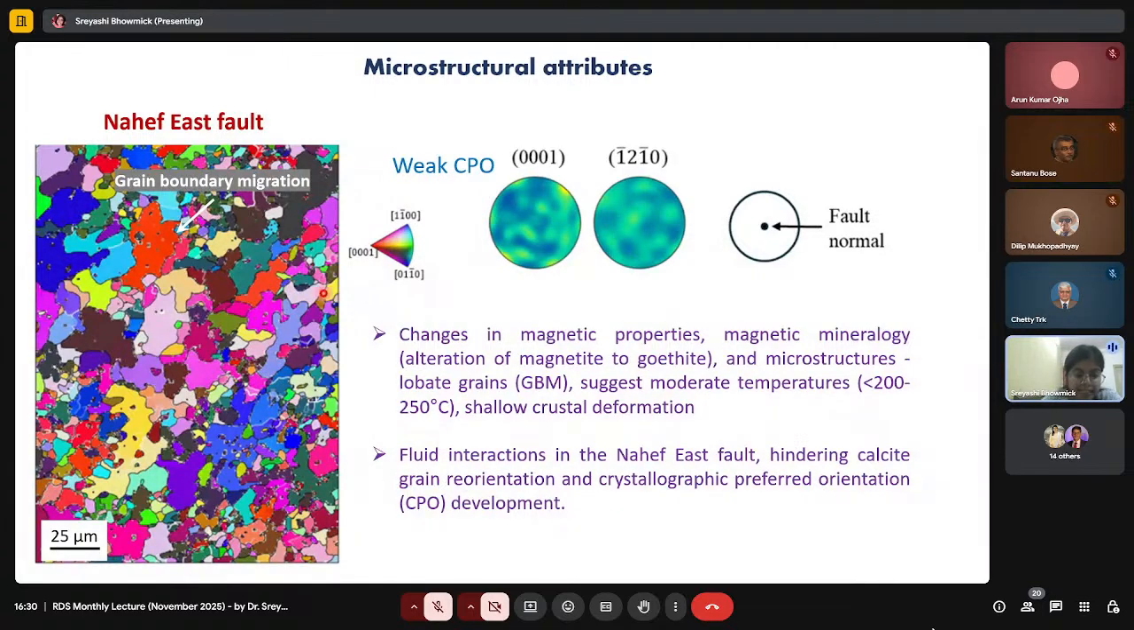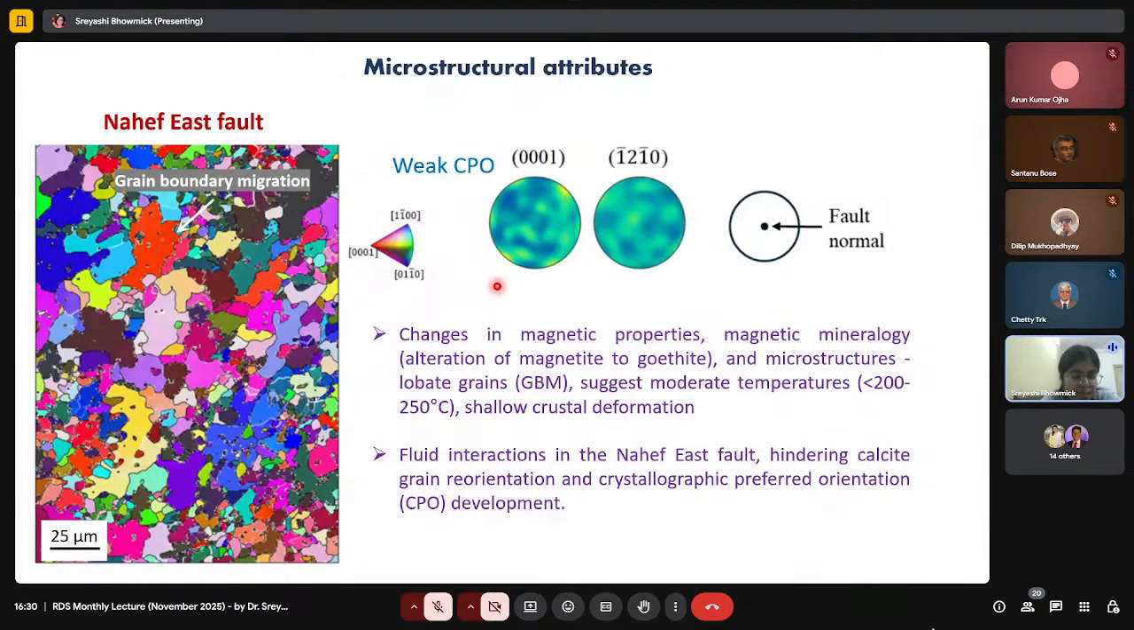Now, apart from this, we find that there is evidence for fluid interaction in the Nahaf East fault. I could not show all of the pictures here, but this fluid interaction is very localized, and it hinders the calcite grain reorientation. So when we look at the CPO, it is very weak. Now, the obvious question is, if the CPO is very weak, then how are we getting a well-defined magnetic fabric, which is controlled by the C-axis of calcite?